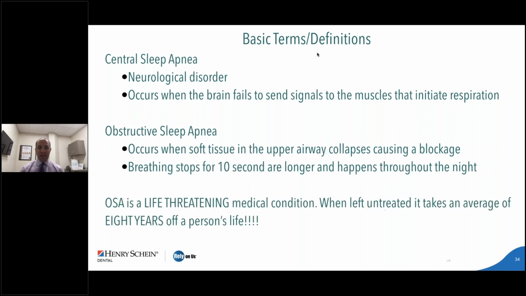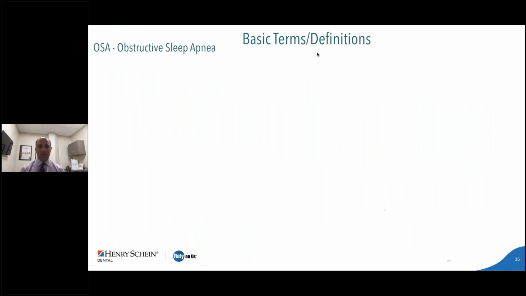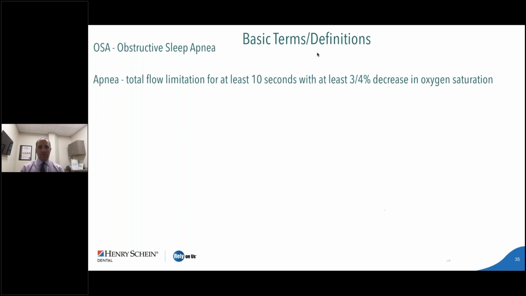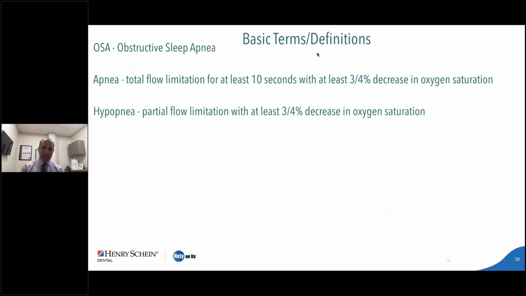Obstructive sleep apnea is a life-threatening medical condition, and some literature says that it takes an average of 8 years off a person's life if left untreated. So some serious stuff that we really shouldn't be ignoring. OSA stands for obstructive sleep apnea. Apnea is a total flow limitation for at least 10 seconds with a 3 to 4% oxygen desaturation. And then we have hypopneas, which is a partial flow limitation with at least 3 to 4% decrease in oxygen saturation.